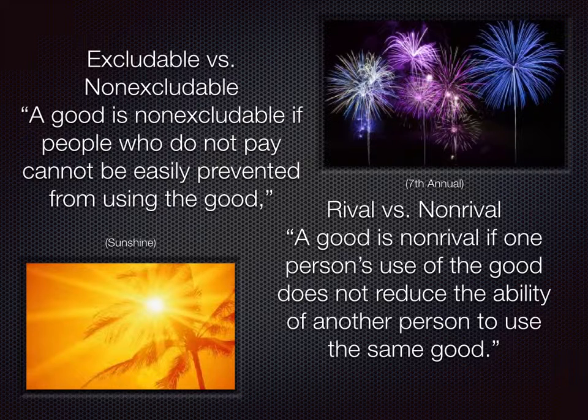Rival versus non-rival. A good is a non-rival good if the person's use of the good does not reduce the ability of another person to use the same good. Let's talk about the sun. The sun is a non-rival good, meaning that if I'm walking down the street and my friend is walking next to me, we're going to get the same amount of sun. I can't use more sun than she does if we're in the exact same spot.